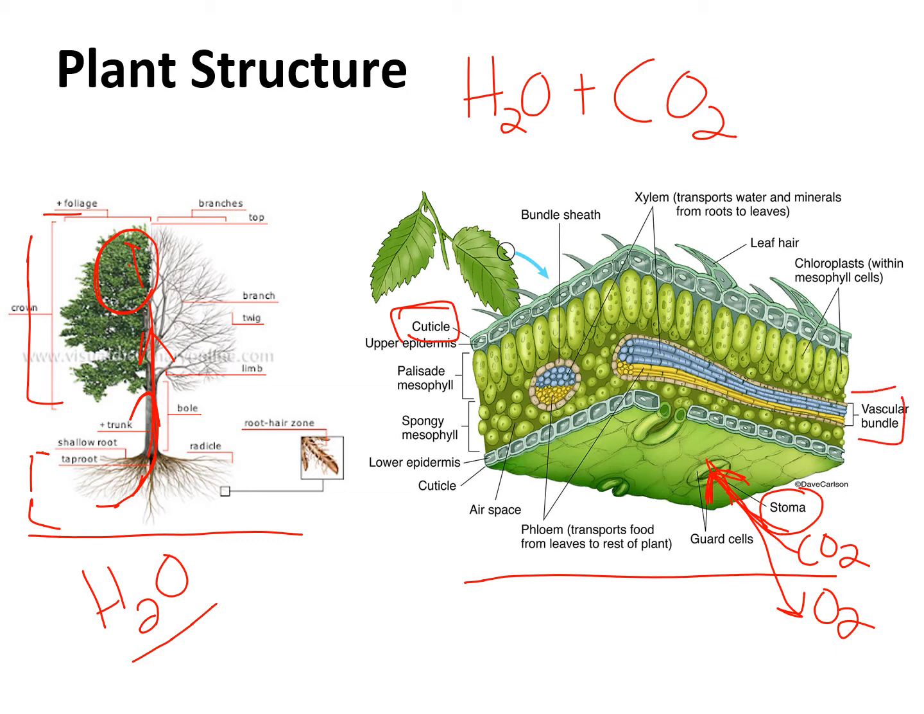Vascular bundle. The vascular bundle kind of acts as a circulatory system, kind of like your blood vessels. The vascular bundle, this is how water reaches those photosynthetic cells. So again, that is using the cohesion and adhesion of water to move the water from the roots up to the leaf. Now, photosynthesis is actually going to take place in the mesophyll.